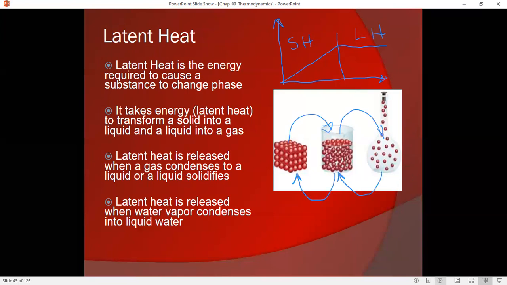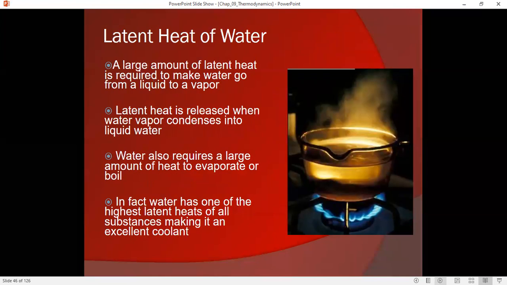So specific heat, the amount of energy needed to change the temperature per unit mass. Latent heat, the amount of energy needed to change your phase from one phase to another. And water also has a large amount of latent heat, okay? There are actually two latent heats that we come across.